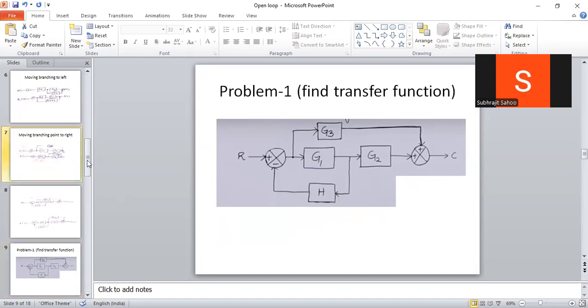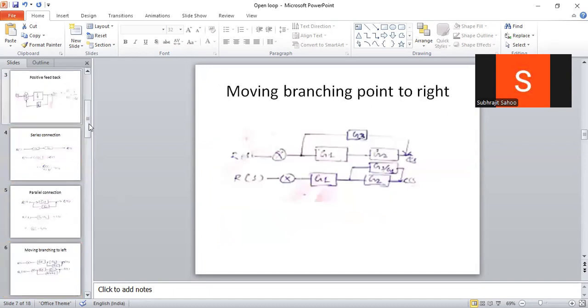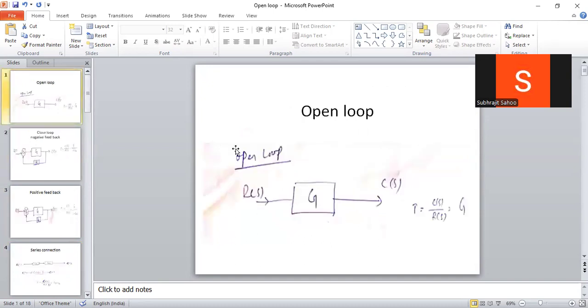Observe, sir. Let me give you a recap on this. This one was the open loop. Sir, what is open loop? Here I'm giving the input R(s), the reference input. This R(s) I have written; this is called the reference input.